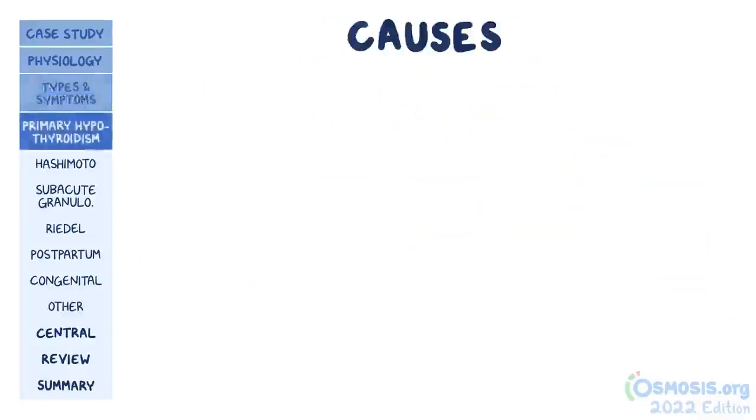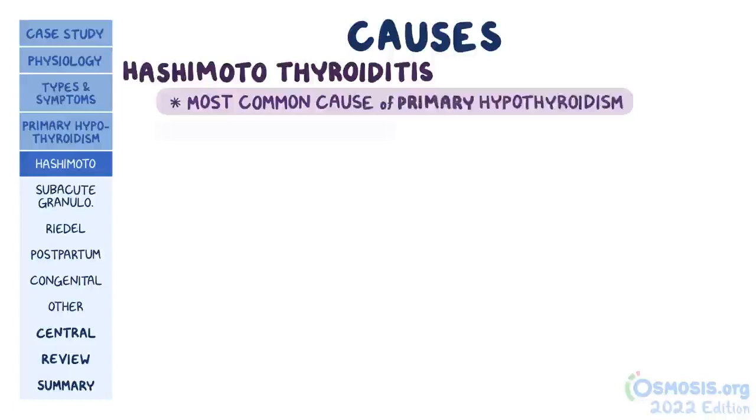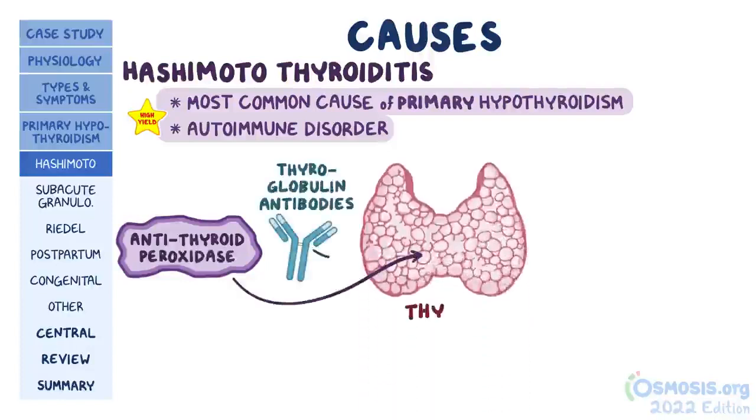Okay, now let's talk about the causes of hypothyroidism, starting with the causes of primary hypothyroidism. First, there's Hashimoto's thyroiditis, which is the most common cause of primary hypothyroidism in countries that fortify foods with iodine. This is an autoimmune disorder where T cells and autoantibodies like antithyroid peroxidase and thyroglobulin antibodies infiltrate the thyroid. Remember these antibodies because this is very high yield.